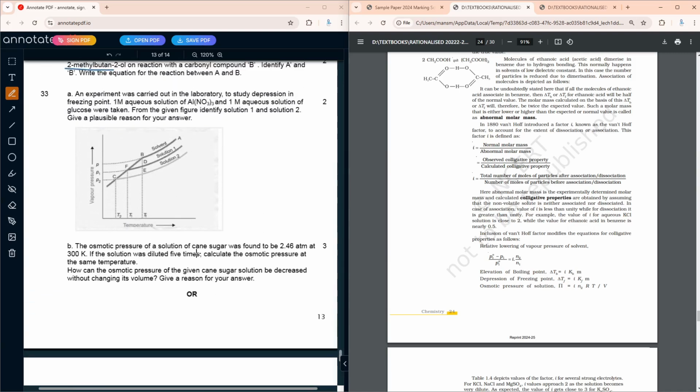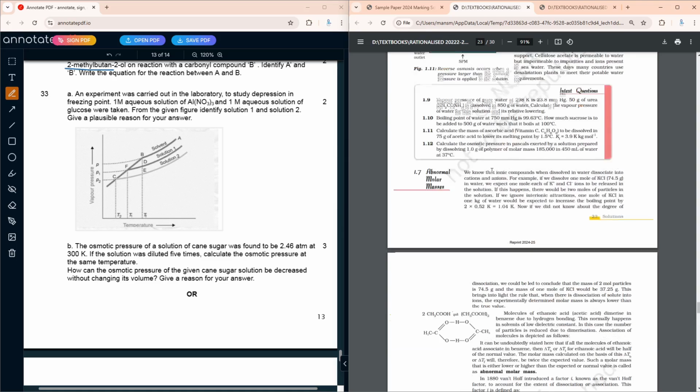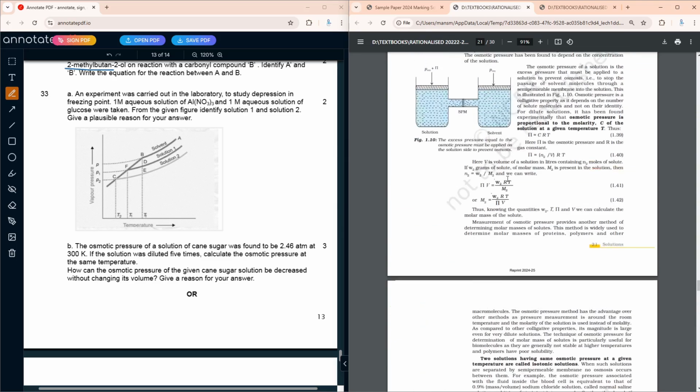Question B. The osmotic pressure of a solution of cane sugar was found to be 2.46 atmosphere at 300 Kelvin. If the solution was diluted 5 times, calculate the osmotic pressure at the same temperature. Now the osmotic pressure is given over here. So you have pi equals CRT, or n by V into R into T. First of all, you know that the temperature and the value of R, both of these are going to be constant.